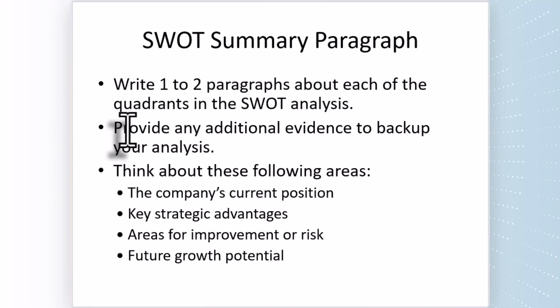Once we've created this quadrant, you're going to write 1 to 2 paragraphs about each one of the quadrants. Provide any additional evidence to back up your analysis. While you're doing this, these are the things you need to be thinking about. What is the company's current position? Does it have strategic advantages? Are there any areas for improvement or areas of risk that we need to be concerned about? And finally, is there any information we can get about the company's future growth potential?